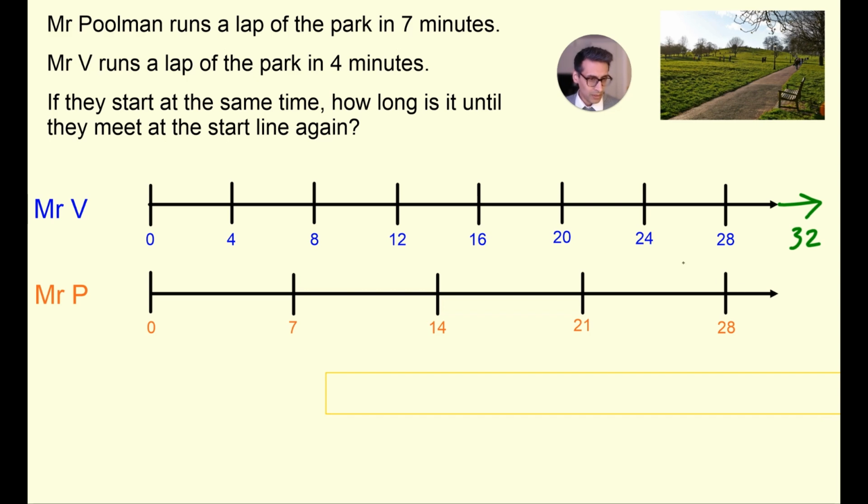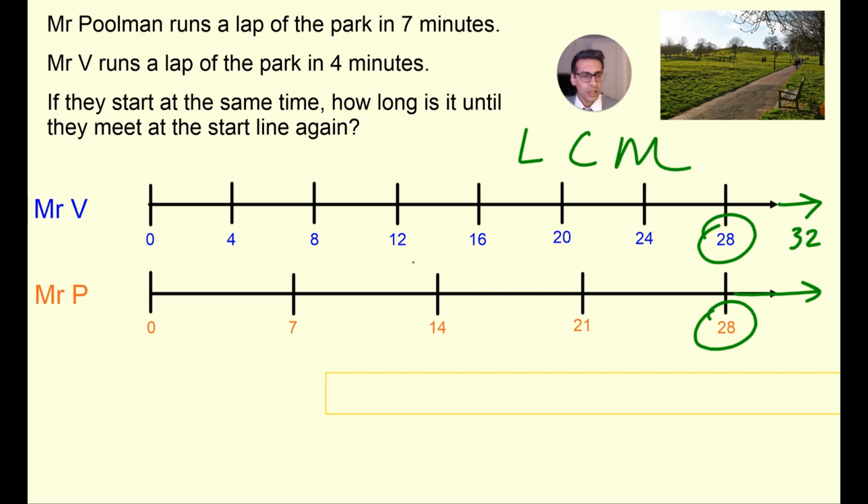But the thing you may have noticed here is the fact that 28 is common to both. And that's basically what lowest common multiple is. These are multiples of 4 and multiples of 7. We want the lowest number that's common to both, excluding the 0. The first time that these two runners meet is at 28 minutes. So lowest common multiple is about listing the multiples and finding the first common multiple for both the 4 and the 7 times tables.